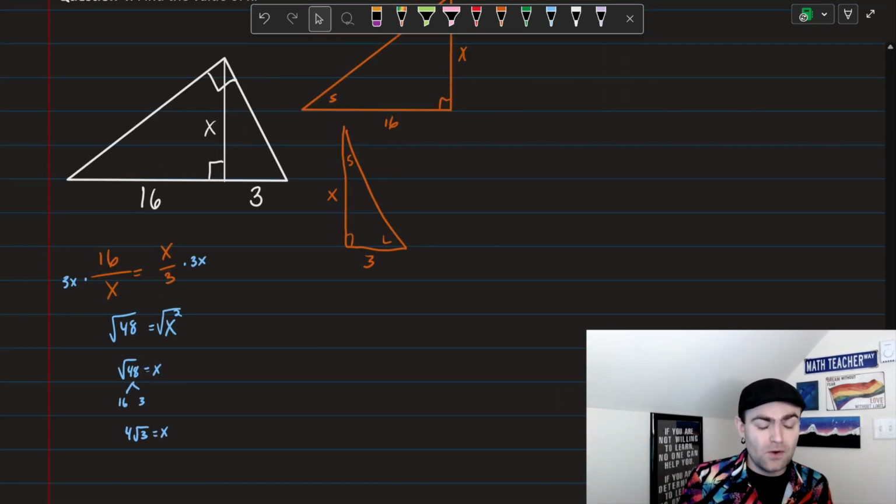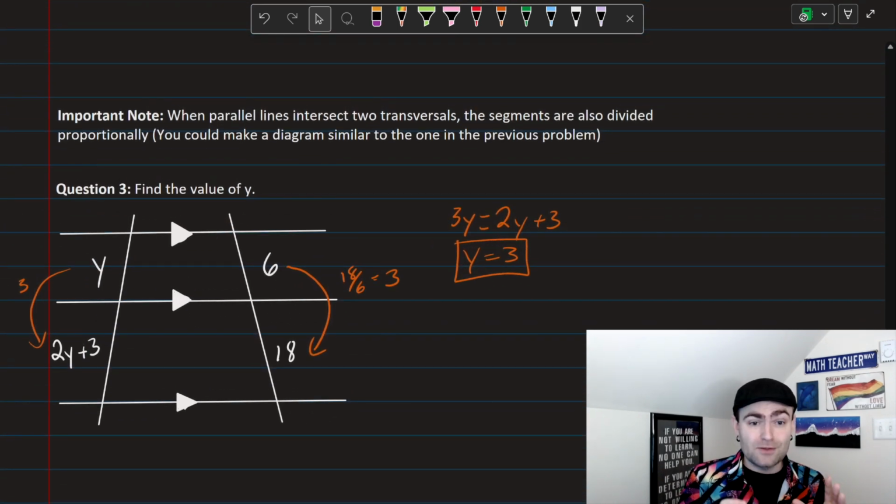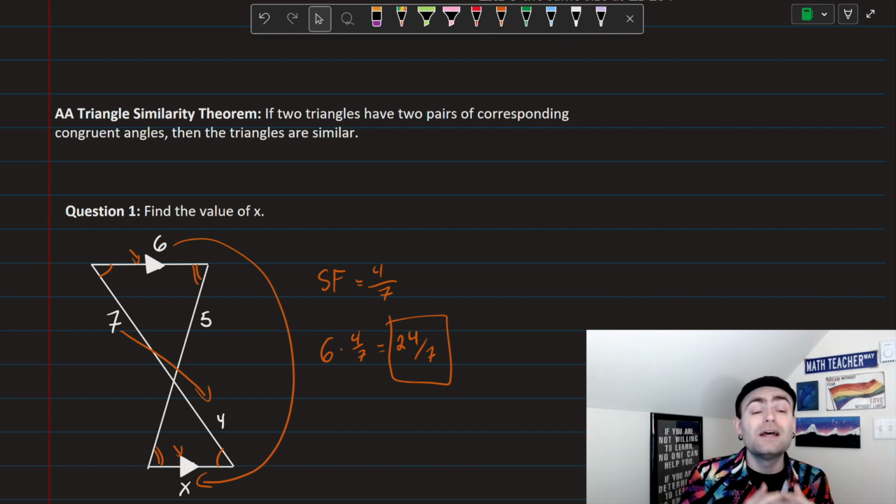The main takeaways are that parallel lines cut transversals proportionally, and that if you have two congruent angles in a pair of triangles, then those triangles are scaled copies, or dilations, so they are similar to each other.